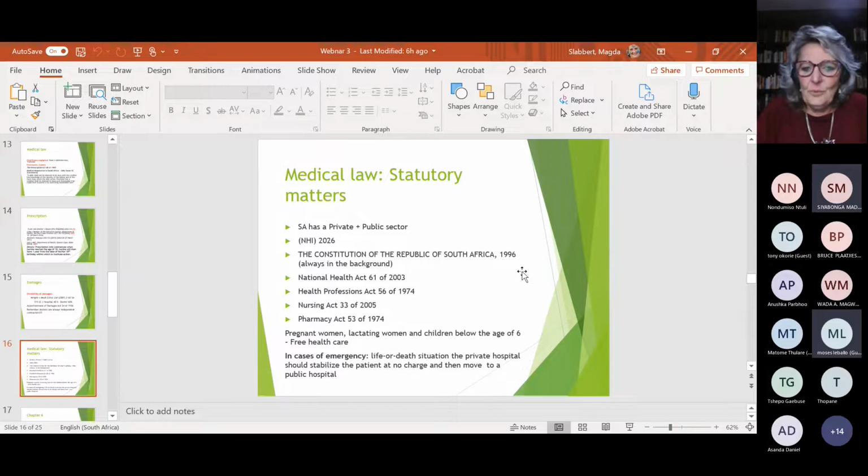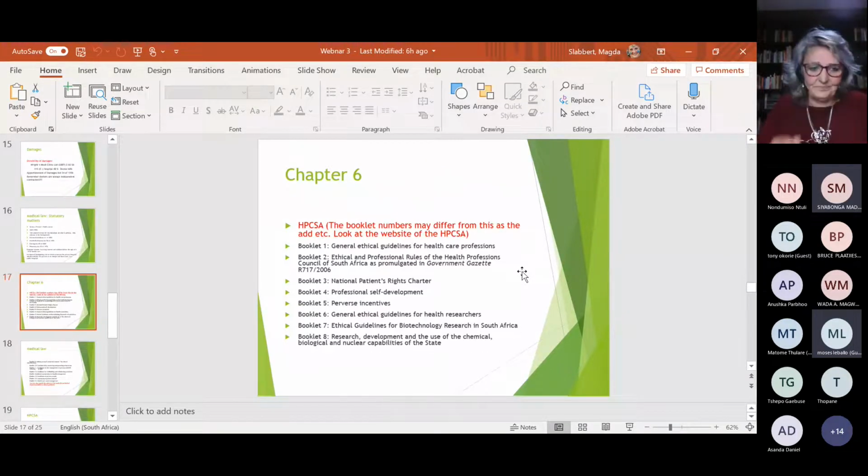Then just take note that pregnant women and lactating women and children below the age of 6 are entitled to free healthcare. By the way, I think in your theory it states 7, but it's 6 years of age. In cases of an emergency, we spoke about this at the first webinar. If it's a life or death situation, the private hospital should stabilize the patient at no charge and then move him or her to a public hospital. Although this doesn't always happen, that is how it is supposed to happen.